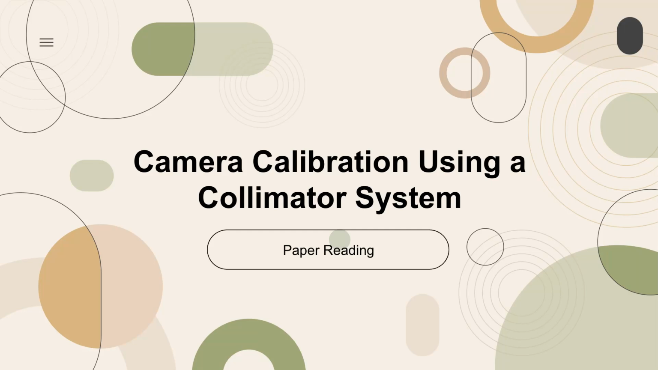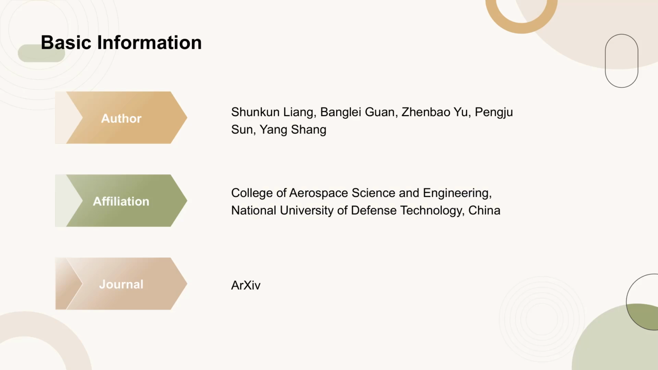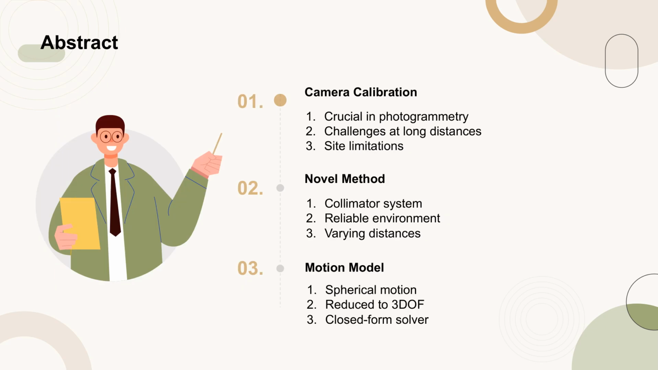Today's paper is titled Camera Calibration Using a Collimator System. This paper was published on arXiv by Shunkun Liang and colleagues from the College of Aerospace Science and Engineering at the National University of Defense Technology. The abstract highlights the importance of camera calibration in photogrammetry and 3D vision applications.